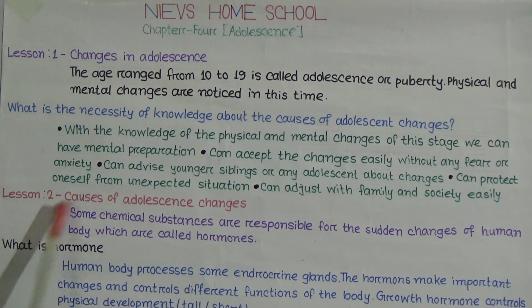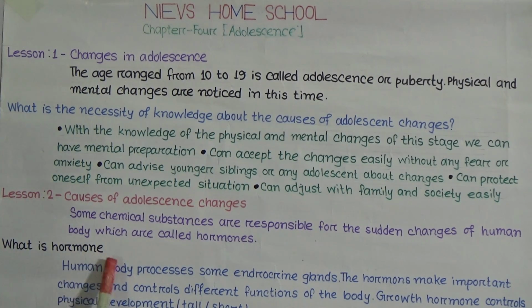Now listen to the causes of adolescent changes. So why do these types of changes happen? Some chemical substances are responsible for the sudden changes of the human body, which are called hormones. So what is a hormone? Some chemical substances are responsible for the sudden changes of the human body, and these are known as hormones. So because of hormones, there are physical and mental changes at the time of adolescence or puberty.